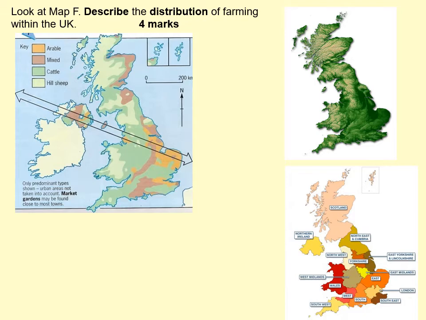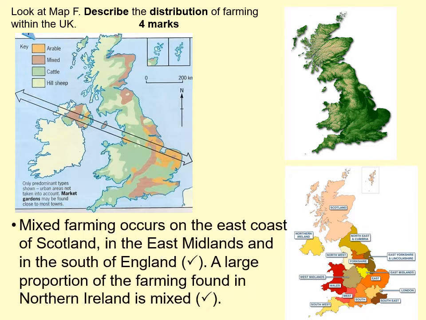up by mixed farming. So if we look at the 2 points we've given there, first sentence, mixed farming occurs on the east coast of Scotland, in the East Midlands and in the south of England. 1 mark there. And then, because we've said a large proportion of the farming found in Northern Ireland is mixed, because we've looked specifically in Northern Ireland, we've talked about the amount of farming there, we get a 2nd mark.